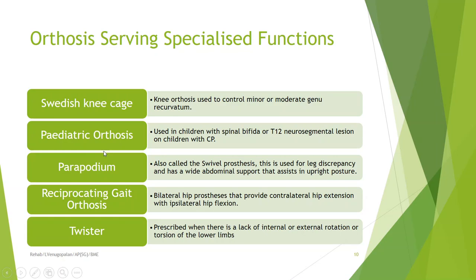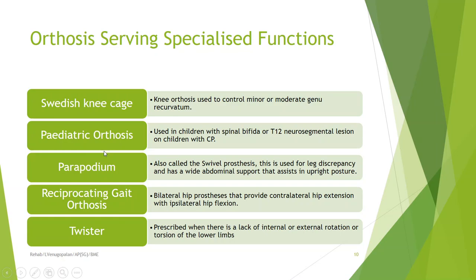However, with genu recurvatum, what happens is the knee is actually very hyperextended, right? So if someone with genu recurvatum sits down, then their knees would be touching the ground first. Their hamstrings and their calf muscle wouldn't even be touching the ground. It is that hyperextended. Then you have pediatric orthosis, that is used with children with either spina bifida or T12 neurosegmental lesion or children with cerebral palsy.